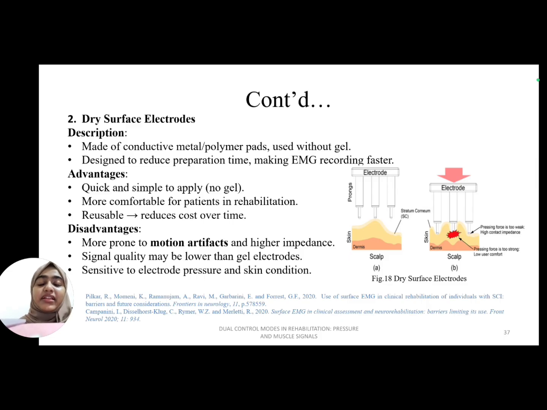Next one we have is the dry surface electrode. It is made up of conductive metal or polymer pads which are used without gel. They are basically dry, as the name itself indicates, and the advantages are that they are quick and simple to apply, which is more comfortable for patients in rehabilitation. Disadvantages include that they are more prone to motion artifact and higher impedances, and signal quality may be lower than gel electrodes and sensitive to electrode pressure and skin conditions. Here you can see the placement of how dry electrodes are placed.